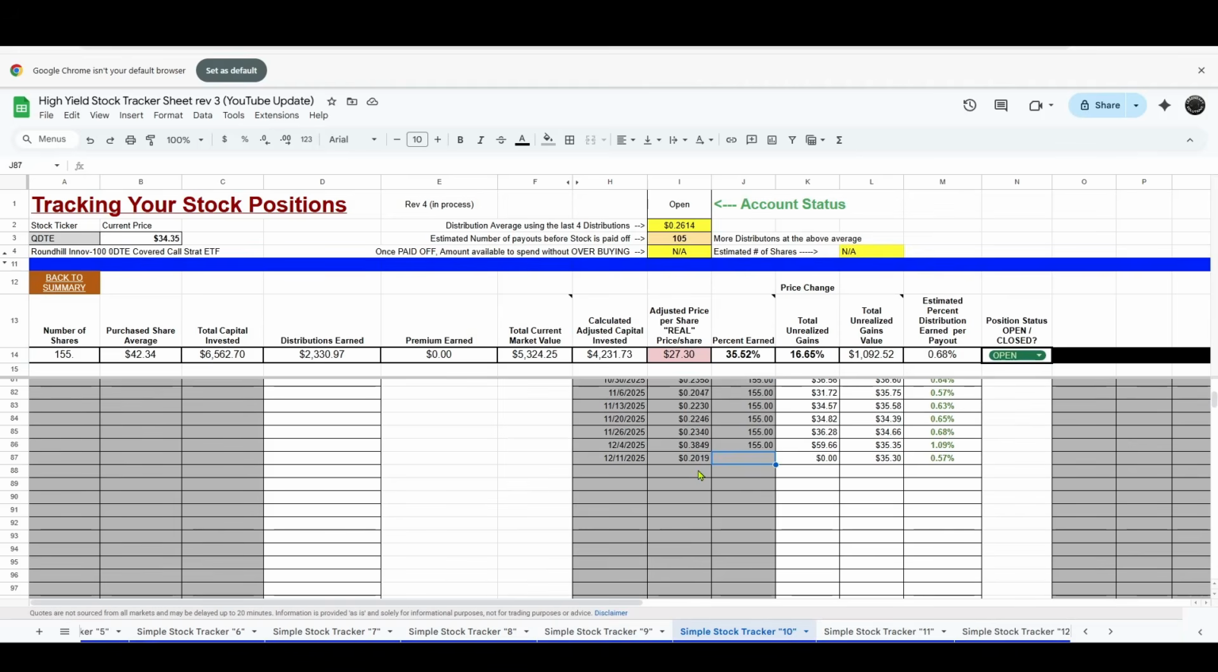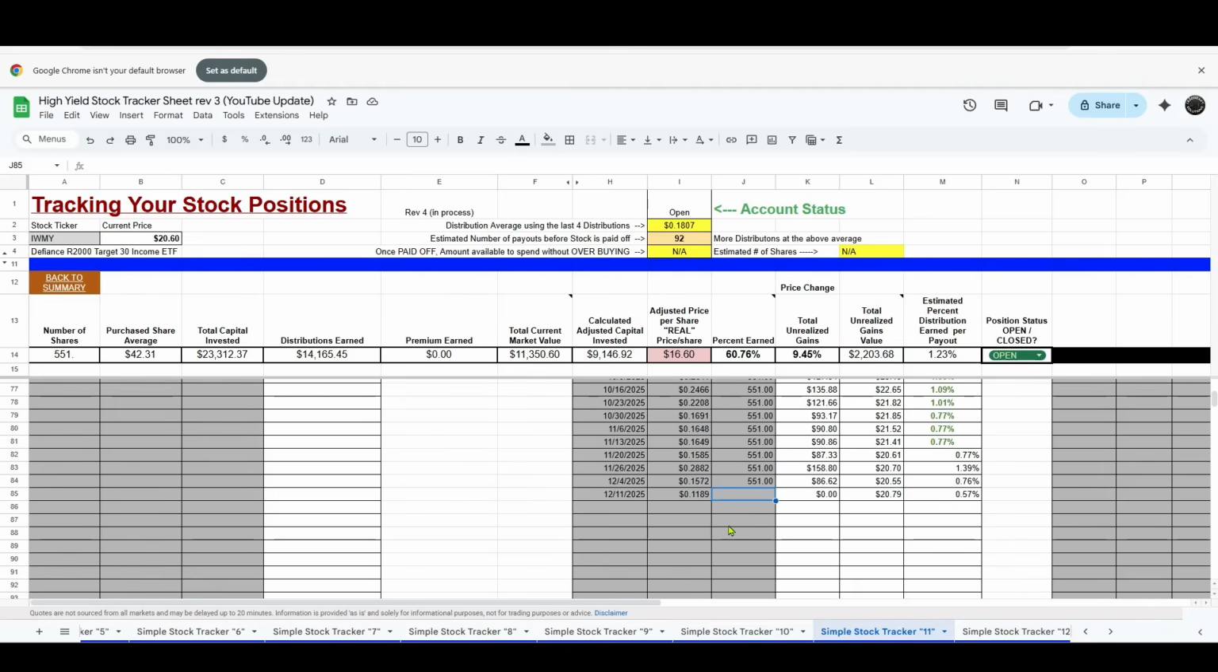QDTE will pay out 20 cents, and I have a total of 155 shares. So my real price per share of $27.30 now becomes $27.10. With the current price of $34.35, that means if I were to sell all my shares, I'm going to make $1,123. A very nice gain.